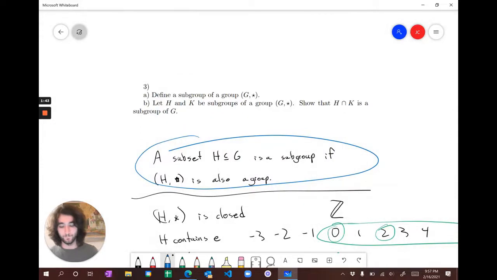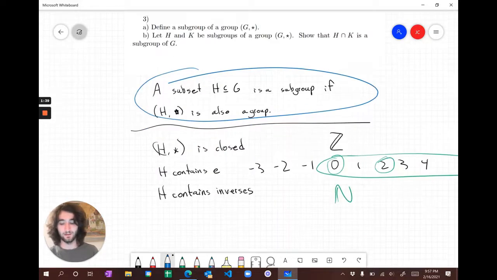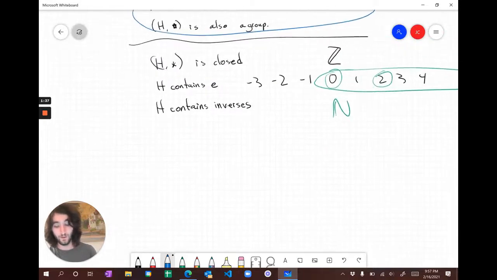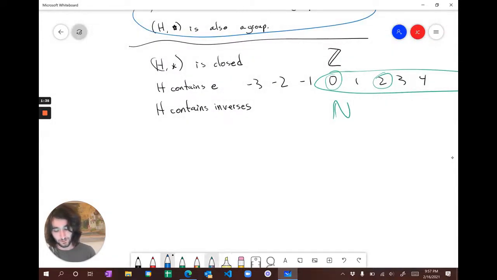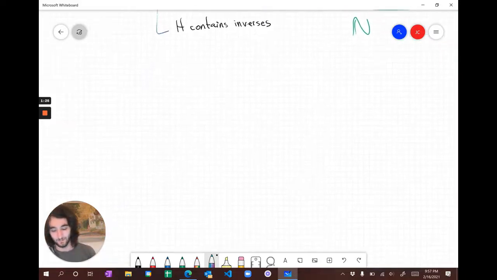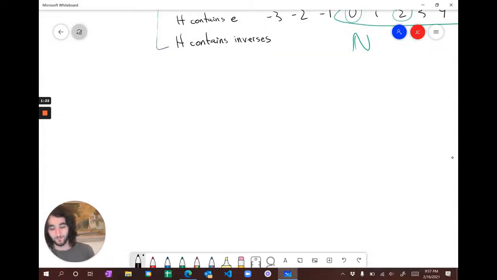Okay, part 2. Let H and K be subgroups. Show that H intersect K is also a subgroup. Okay, well, we just have to show these 3 things: H intersect K is closed, it contains the identity, and it contains inverses. So here we go. Start with closure.